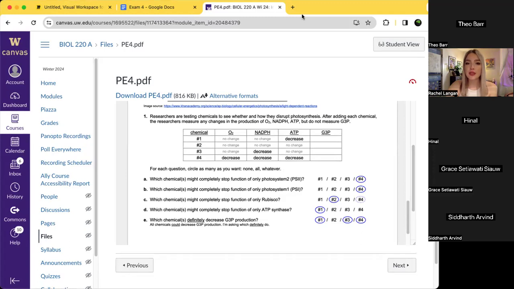the only way it would decrease ATP is if it's not supplying enough ADP. And then you would expect it's also not supplying enough NADP plus. So it'd be weird to get a decrease in ATP, but no change in NADPH. I think I get it. So essentially if the function of Rubisco was halted, you'd be getting a decrease in O2, NADPH, and ATP. Yeah. Okay. Thank you. You're welcome.